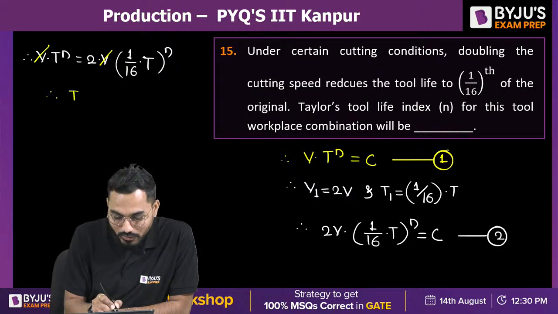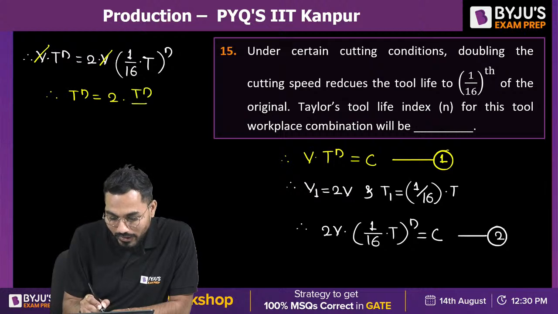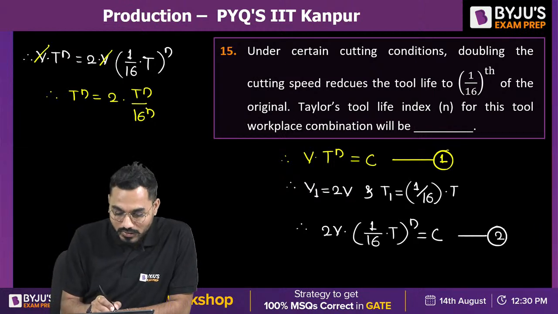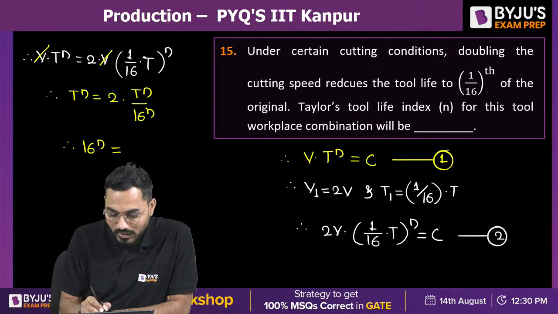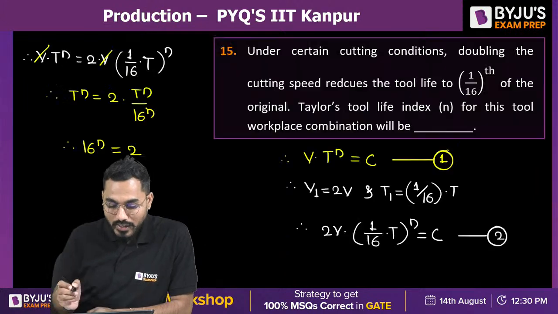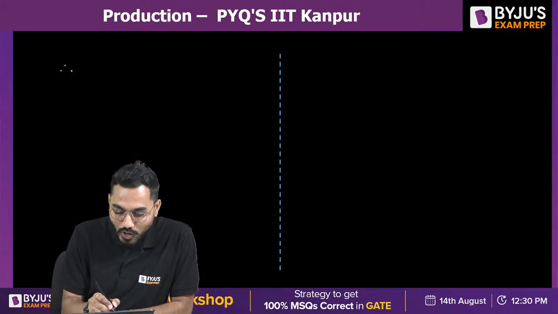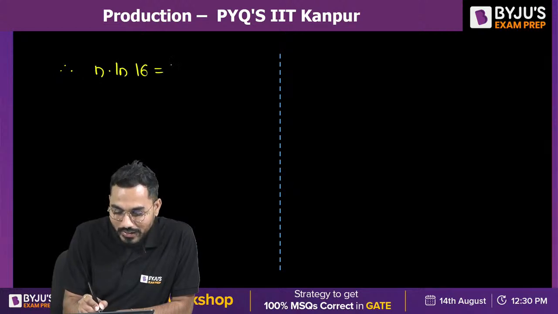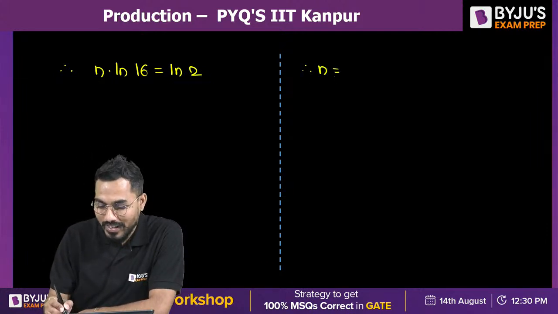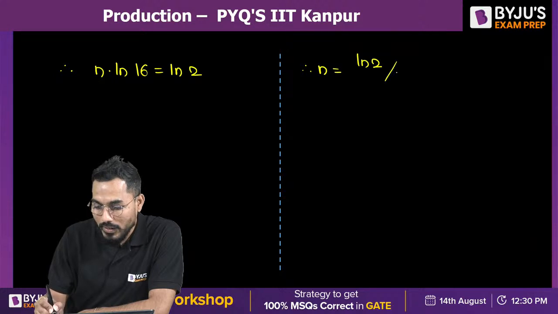So I'll say T to the power of n is exactly equal to 2 into T to the power of n divided by 16 to the power of n. So I'll take this 16 to the power of n, and then 2 to the power of n will get cancelled. 2 will remain here. Is it true? Yes. So now take a log of both sides. If I take a log of both sides, it will be n into ln 16 is exactly equal to ln 2. And if you solve that, you'll get a value of n exactly equal to ln 2 divided by ln 16.